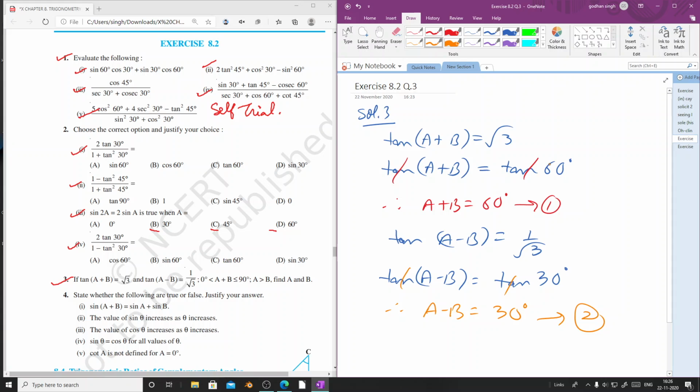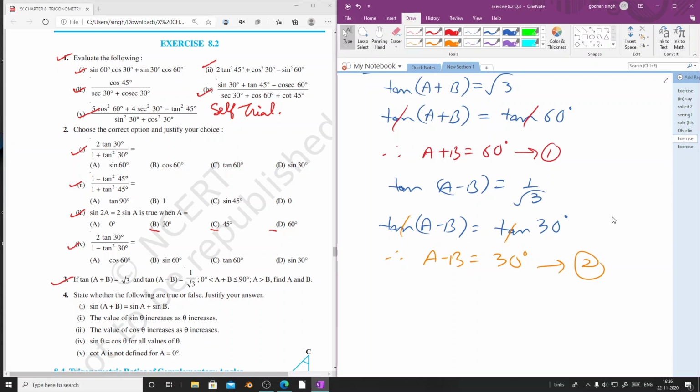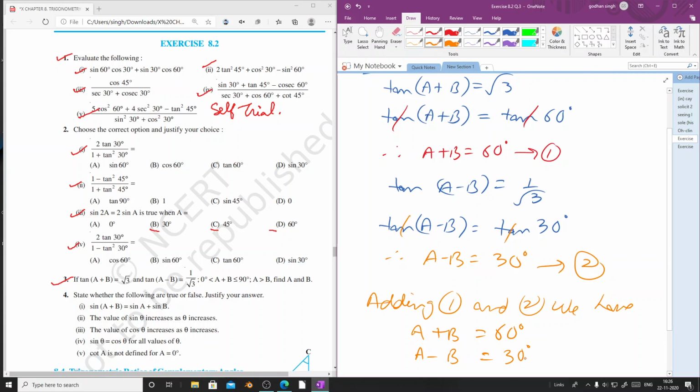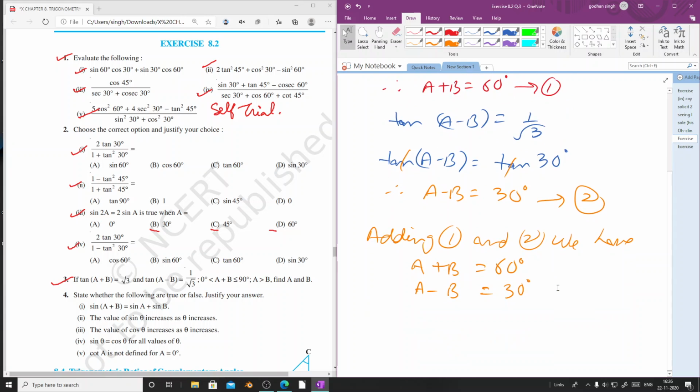Now we will be adding 1 and 2. When we add 1 and 2, what will we have? A plus B is equal to 60 degree, A minus B equal to 30 degree. So on adding them, we will get 2A equal to 90 degree. Therefore, A equal to 90 by 2, that is A equal to 45 degree.